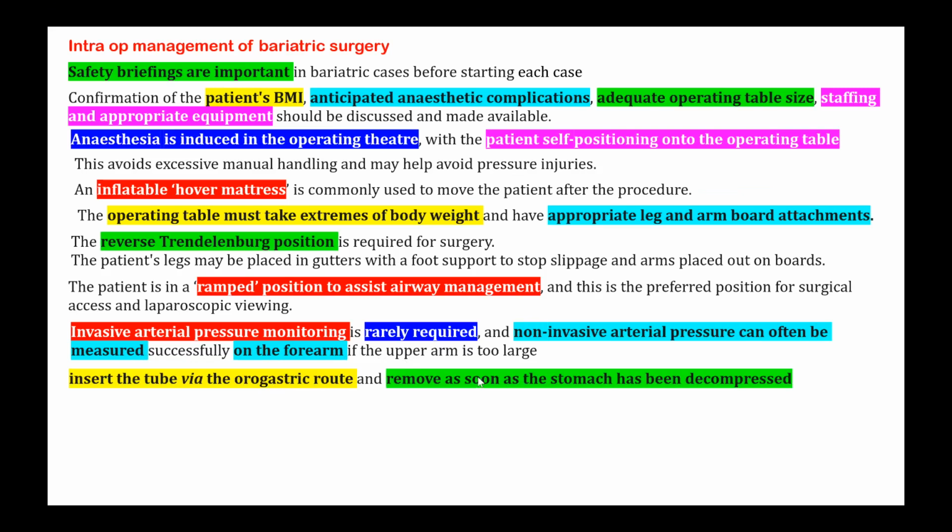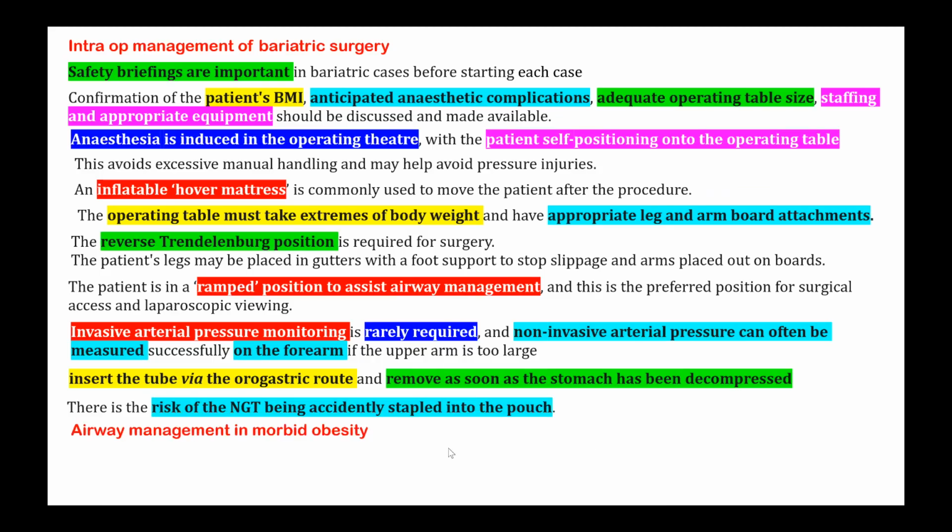And always insert the nasogastric tube through the oral route to decompress the stomach and remove it, because especially in gastric sleeve resection, or in the pouch formation, this nasogastric tube may get caught. So if the surgeon feels the stomach is bloated, you insert it, suck the air and the contents, and then remove the tube immediately. The risk of the NG tube being accidentally stapled into the pouch can happen.